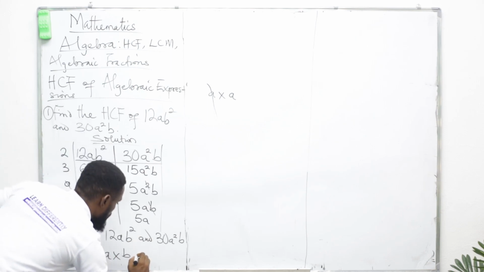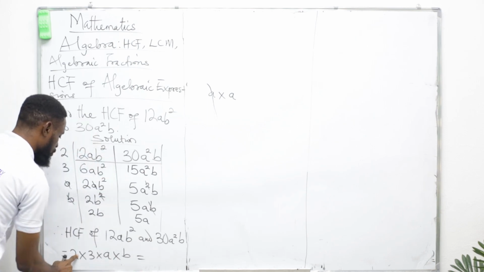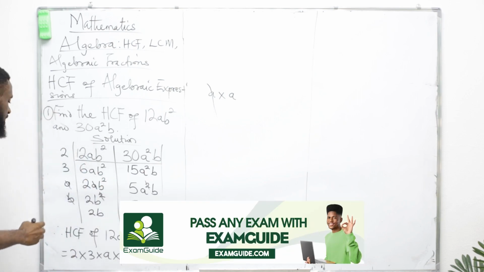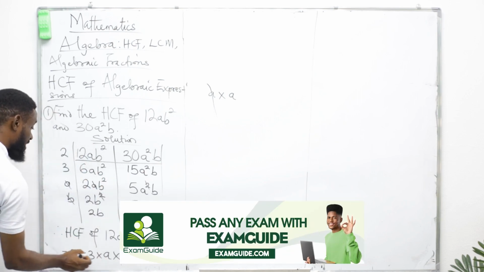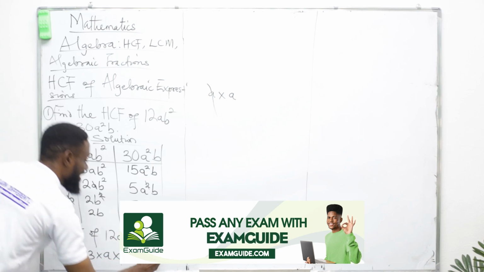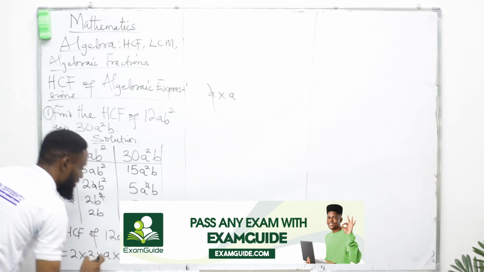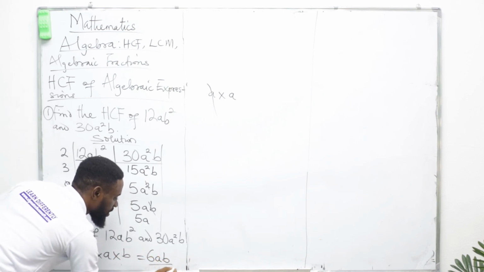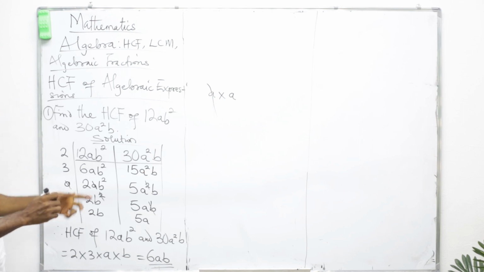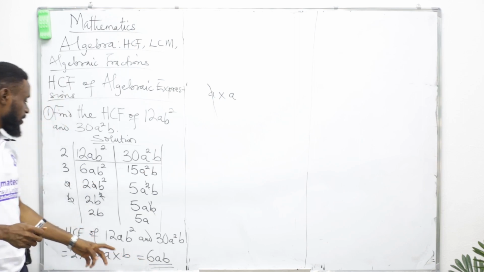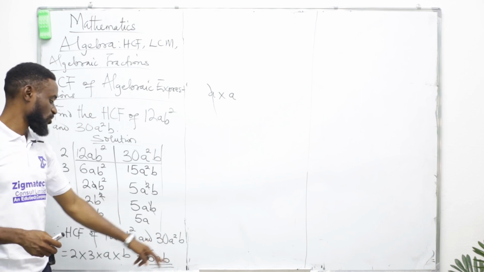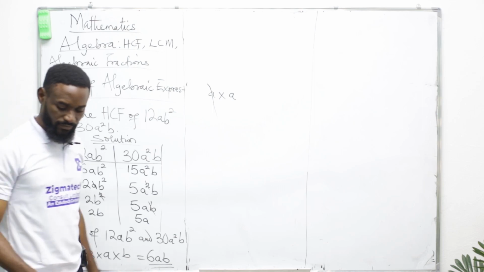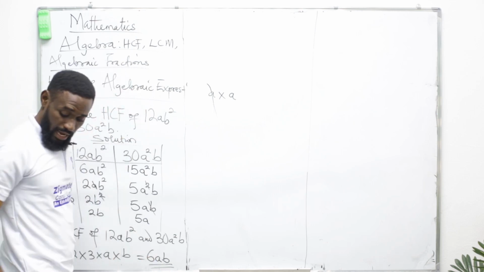So this gives us 2 times 3 is 6. 6 times a is 6a. 6a times b is 6ab. So our highest common factor of this expression and this expression is 6ab. That is how to get that particular answer.